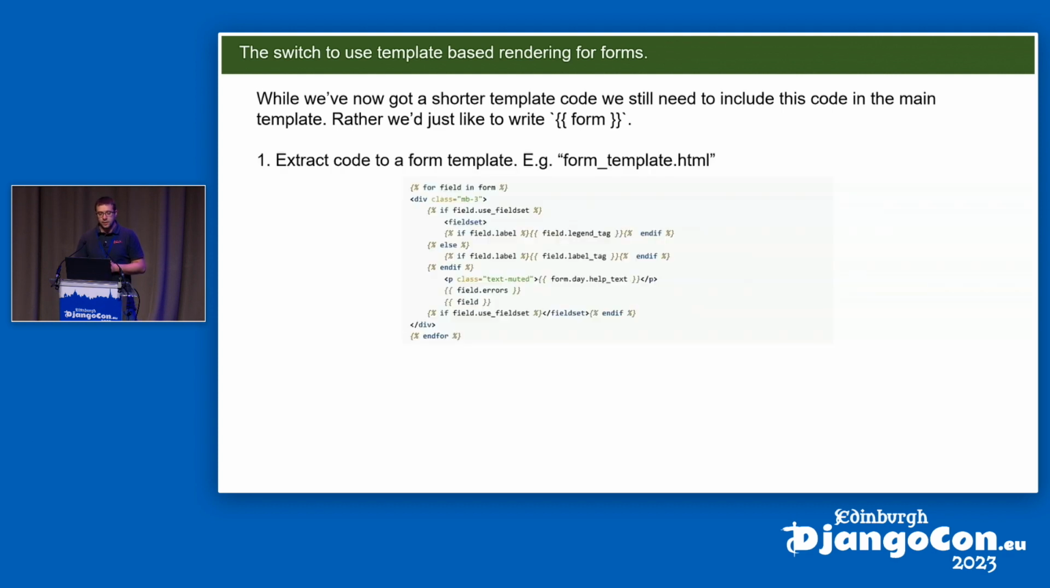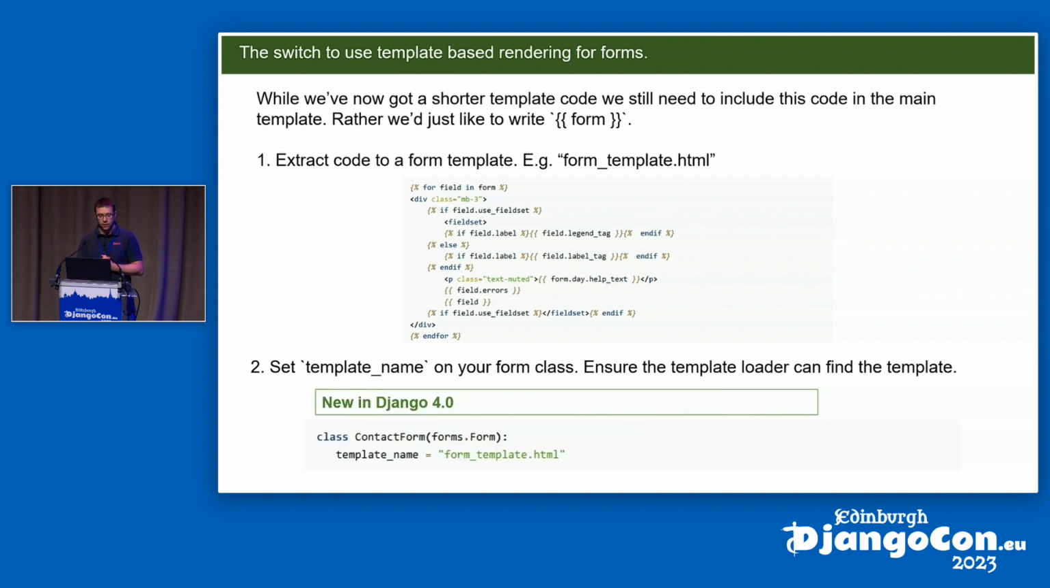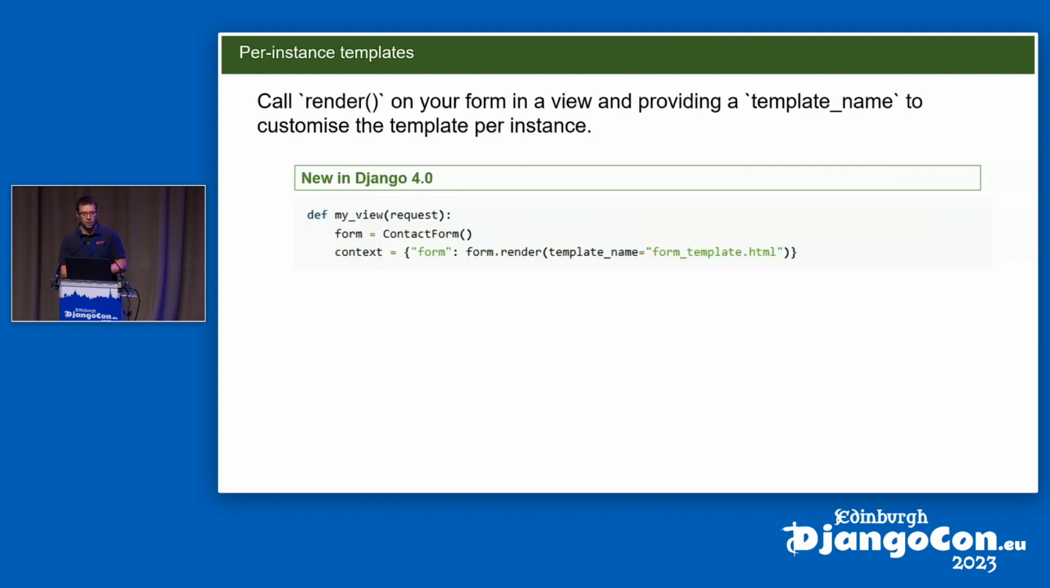We can extract that form logic into its own template, and Django 4.0 switched form rendering to use the template engine. So all we need to do is define the template name on our form, and now when we call string on our form, it'll use that template name to render that form. Also in Django 4.0, you're able to customize that template on a per instance.